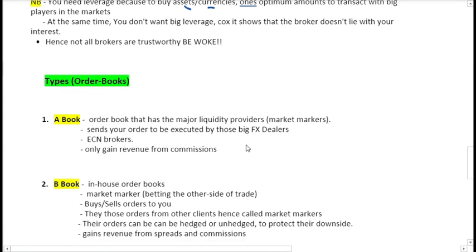So what are the types of order books that we have, right? We have two types, A book and B book. The question is, what is a B book? Let's talk about an A book first. An A book is just a book that is major. So usually brokers have what we call an order book, where they have buyers and sellers, right? People are placing orders here. Buyers are placing orders to say, I want to buy, and sellers, right?